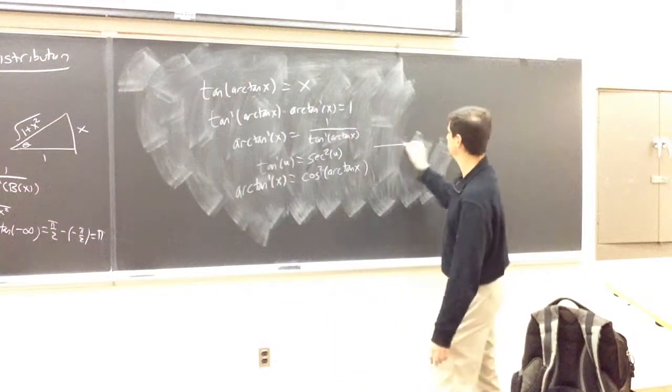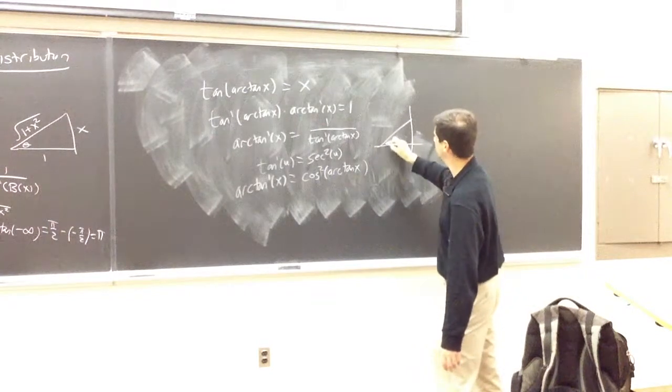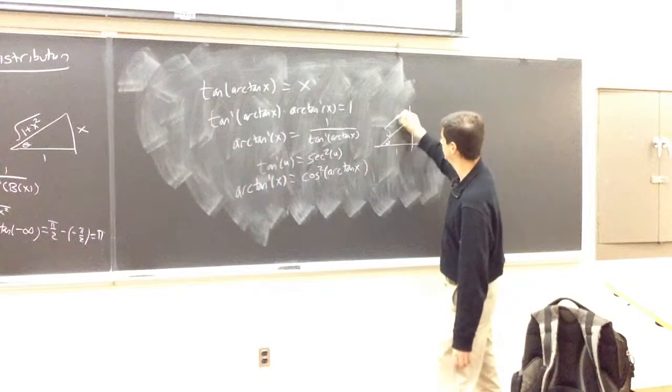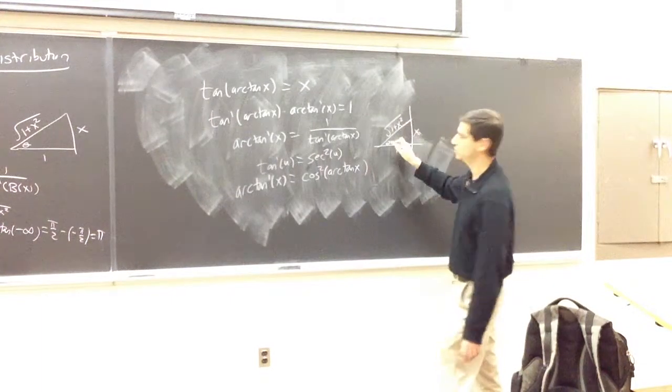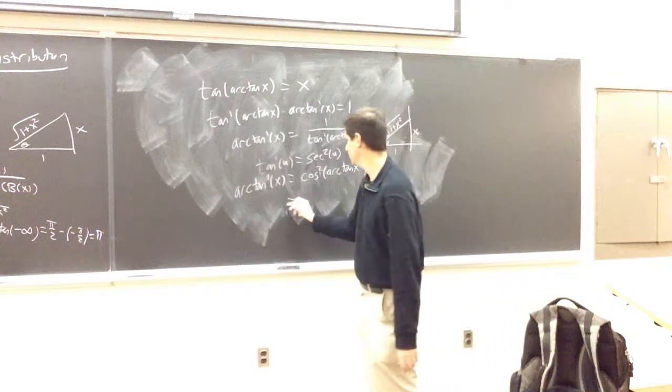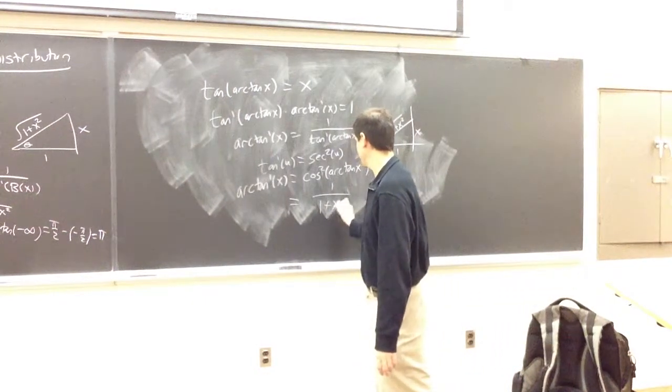And now we draw our picture. I want the angle whose tangent is x. I make this side x, this side 1. This is the square root of 1 plus x squared. So the cosine of theta is 1 over the square root of 1 plus x squared. So now when we square it, we get 1 over 1 plus x squared.